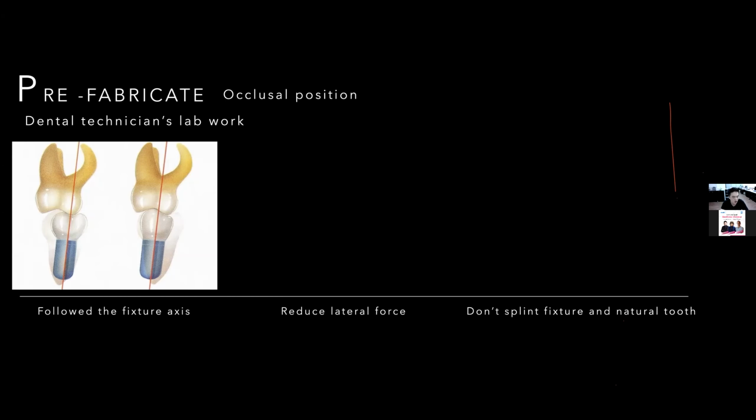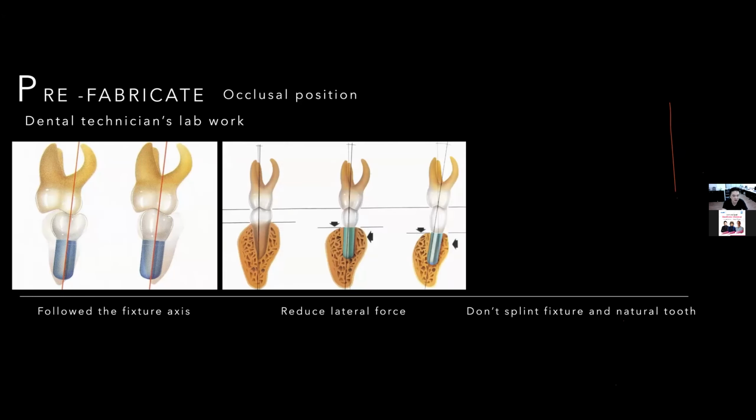Just make sure you use the articulator to check your bite and your position, following the feature axis. And the second is on the articulator: please reduce all lateral force, because the implant has no PDL, so it's very sensitive to lateral force. If you have too big a lateral force on your implant restoration, that will affect your implant feature and also easily cause bone loss.